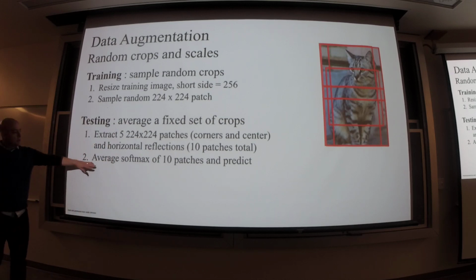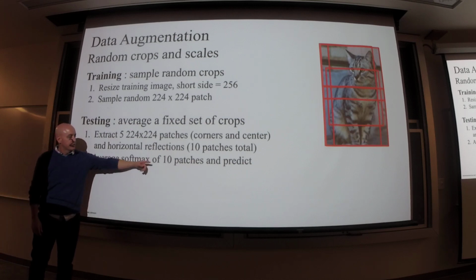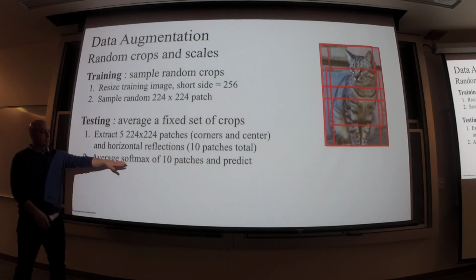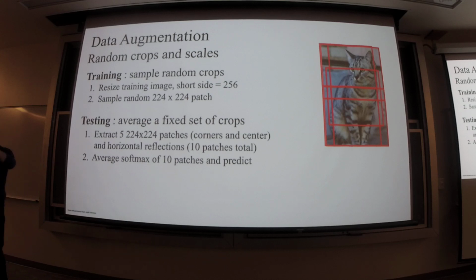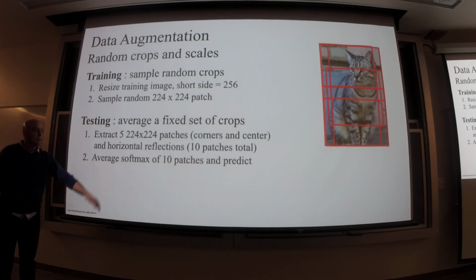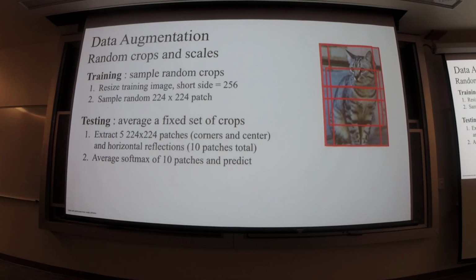And then they take the softmax output of all 10 of those. Each one of those is a probability distribution, right? They'd average all those probability distributions. That gives you another probability distribution, and then they'd use that to make the prediction. And that really improved the ability of the network to perform well on the test set. So it really improved the ability of the network to generalize to images it hadn't seen yet.